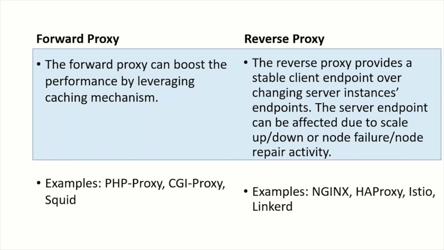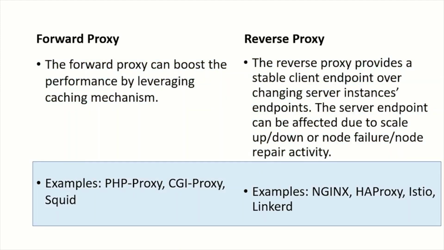Reverse proxy provides a stable client endpoint over changing server instance endpoints. The server endpoint can be affected due to scale up or scale down or node failure or node repair activity. So here the application can have multiple instances, and the number of instances can change based on the demand, if you scale up or scale down or if there is any node failure. But with reverse proxy, you don't have to directly hit the IP address of the application. Instead, you call the reverse proxy, and it is the duty of the reverse proxy to assign the request to any IP address which is free at that time.